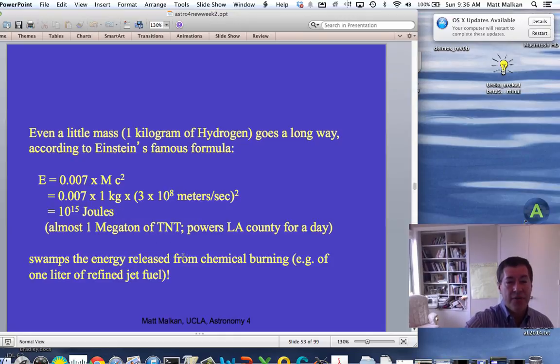Okay, looks like I better go for now, but I just want you to realize that one little ball of hydrogen there produced enough power to power all of Los Angeles County for an entire day. Wow.